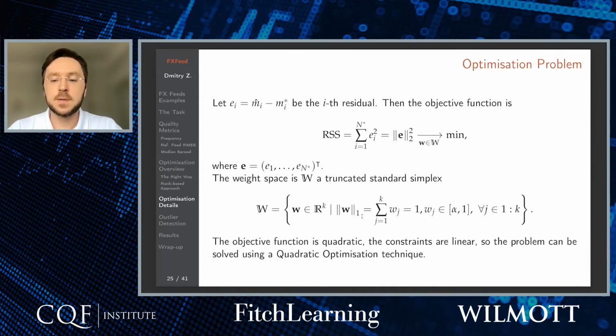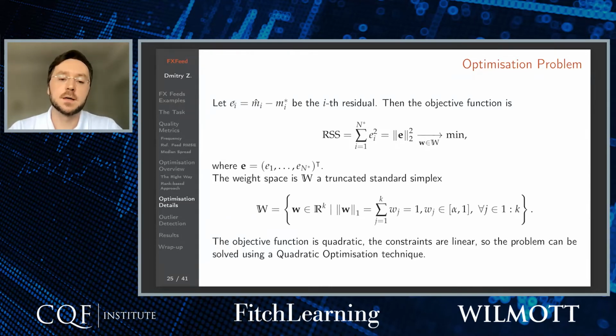And to actually optimize the model, we have to find an objective function. And in our case, the objective function is the residual sum of squares. So suppose we have an estimate, and the ith residual is simply the difference of this estimate with the reference feed value. So the objective function is simply the squared sum of the residuals, which is a function of W, which we try to minimize.